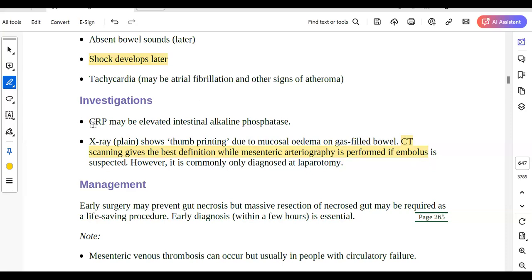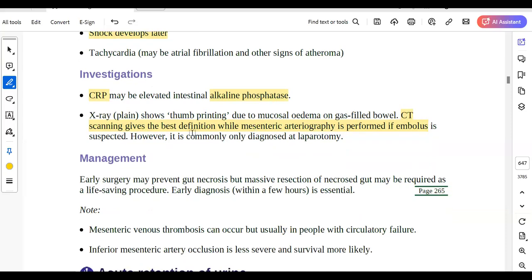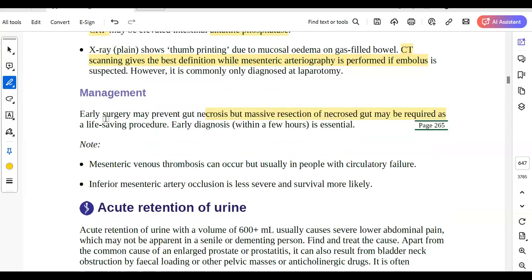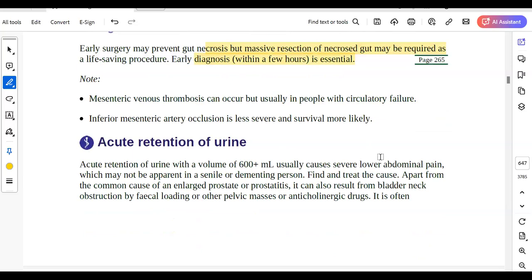Apart from that, C-reactive protein will be elevated. Alkaline phosphatase will be elevated. Even serum lactate will be increased in this case. So management is surgical, you have to send the patient for surgery. Early diagnosis within a few hours is essential to save the intestine. Okay? Any questions so far, guys, with mesenteric ischemia?